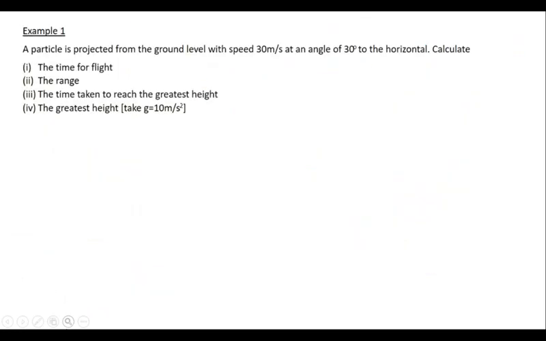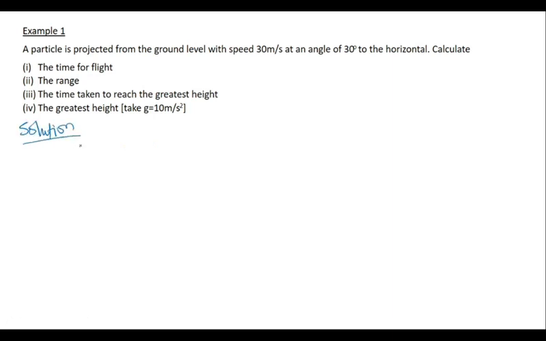So example number 1, and it reads: a particle is projected from the ground level with a speed of 30 meters per second at an angle of 30 degrees to the horizontal. Calculate I, the time of flight, II, the range, III, the time taken to reach the greatest height, and IV, the greatest height. So let's dive in. So let's write our solution.